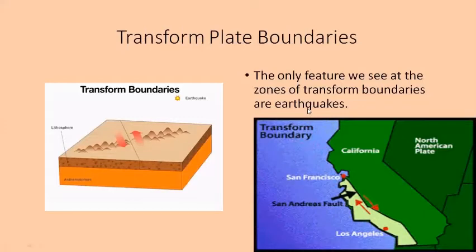So generally, this is the region of transform fault that is called the San Andreas fault. This is beside the North American plate. So this is the region of shallow focus earthquakes.